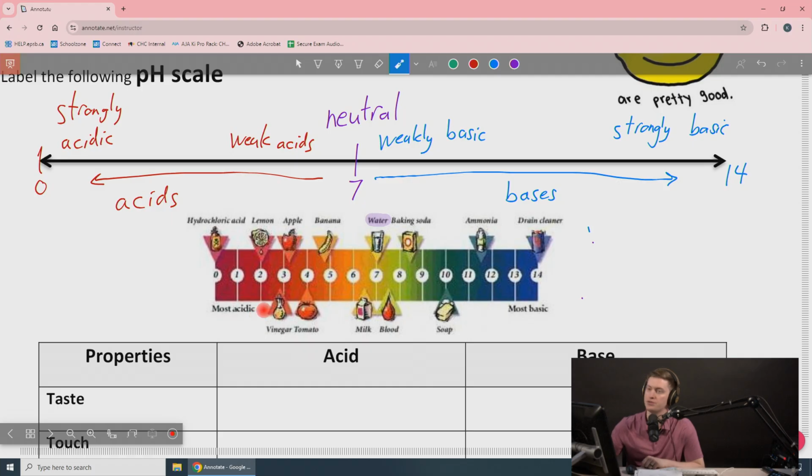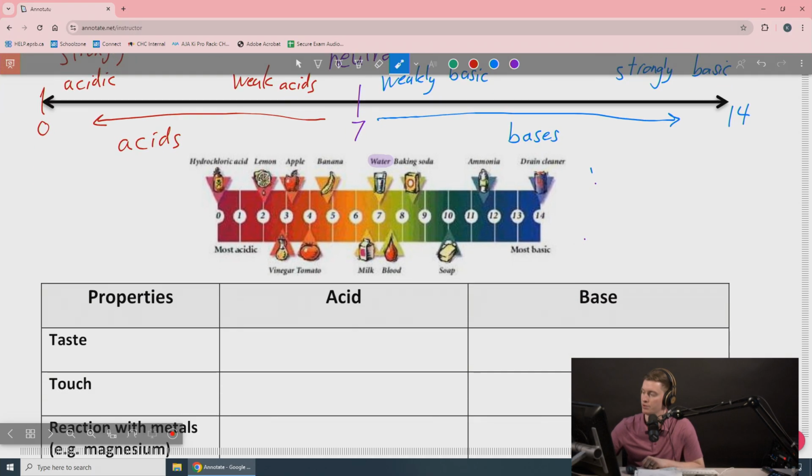Lots of foods fit in our acidic category. Lemons, apples, vinegar, tomato, banana. Lots of fruits are acidic in nature, with a lemon being more acidic than, for example, a banana.